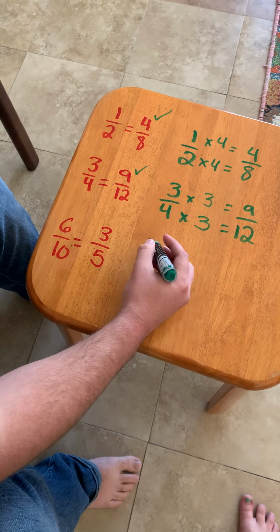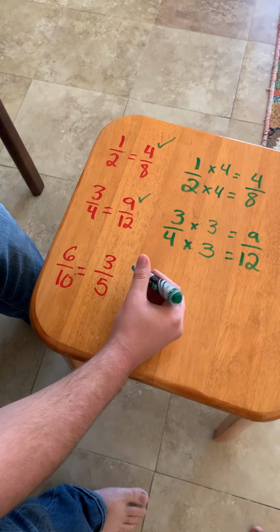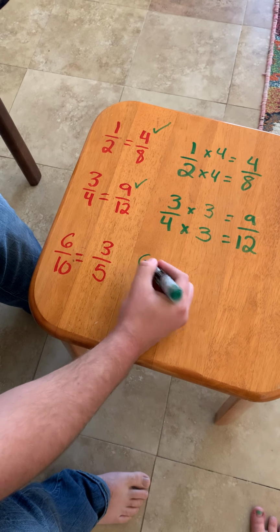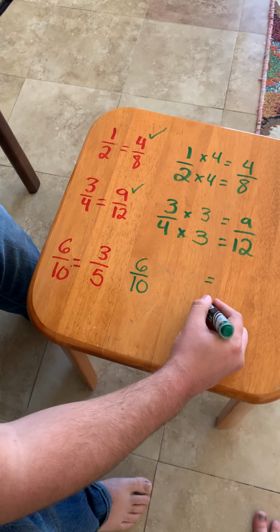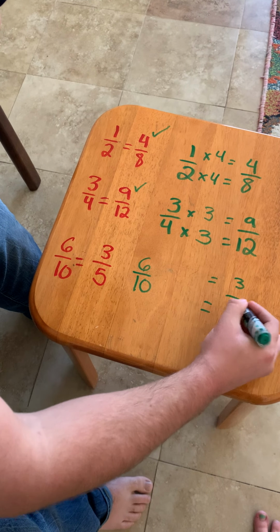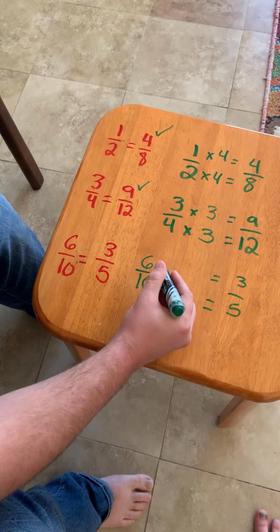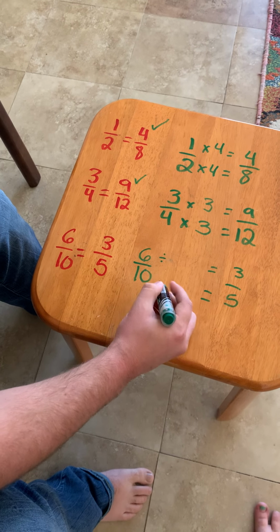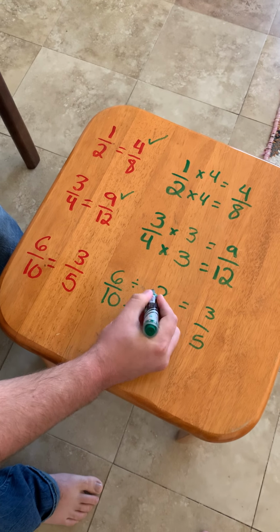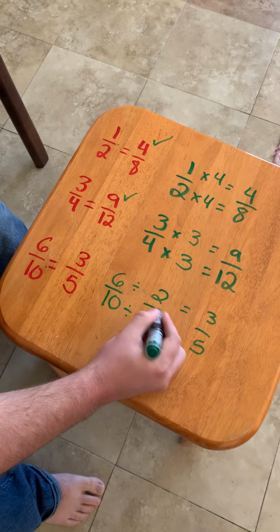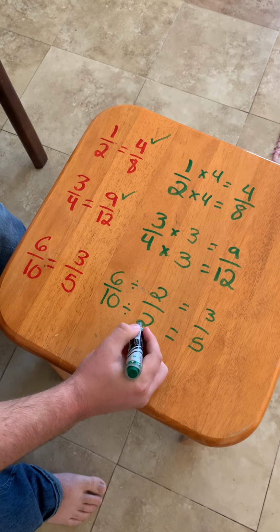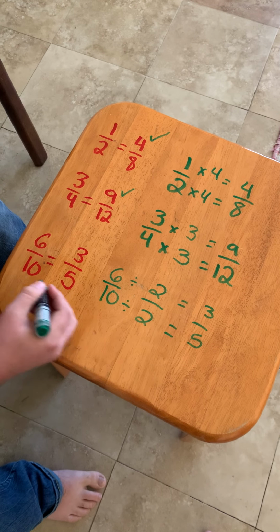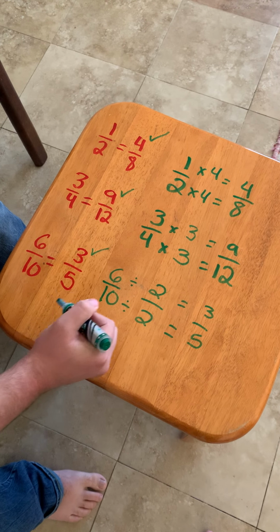Now down here we have to use a little bit of a different method. It's still the equivalent fraction method, but we're not going to be using multiplication. We want to get to 3/5 from 6/10. So we're going to have to use division. And if we divide both of these by 2, 6 divided by 2 is 3. 10 divided by 2 is 5. So that still shows us that this is an equivalent fraction.